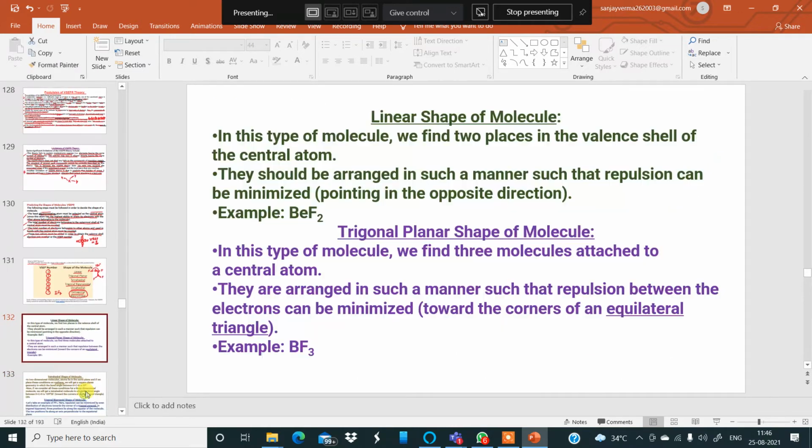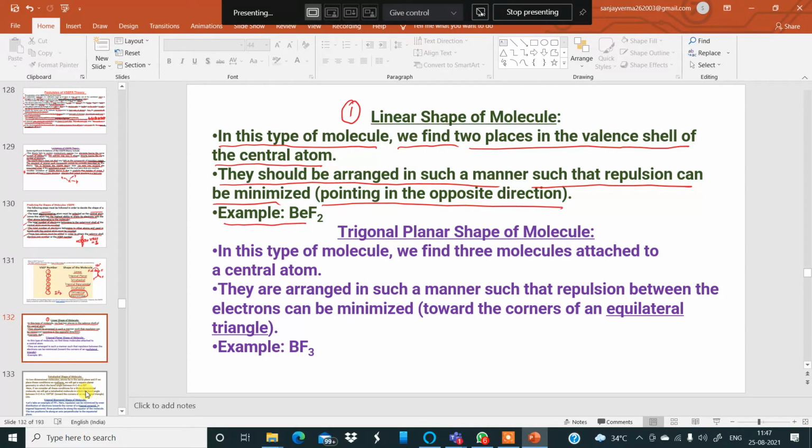Now, going to our next slide, the first one is linear shape of the molecule. In this type of molecule, we find 2 places in the valence shell of the central atom. They should be arranged in such a manner that the repulsion can be minimized, pointing in the opposite direction. So I told you, the example is BF2.